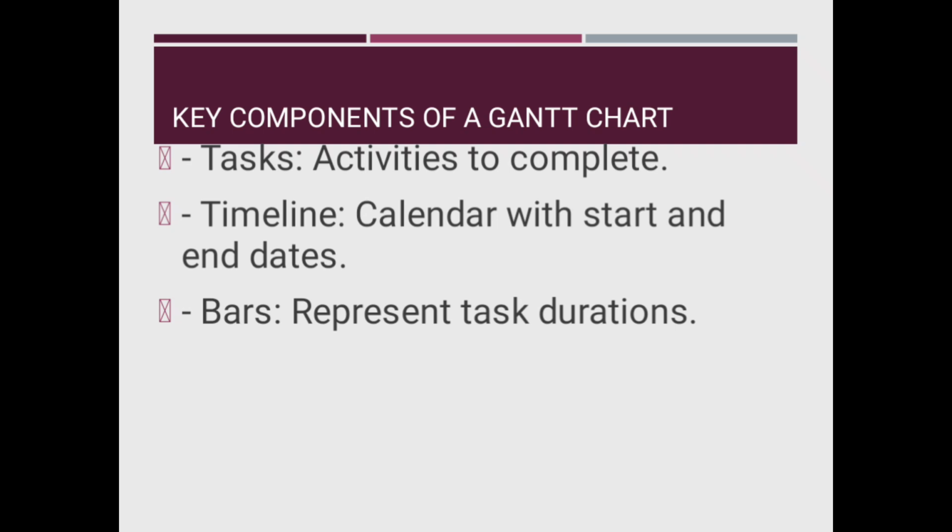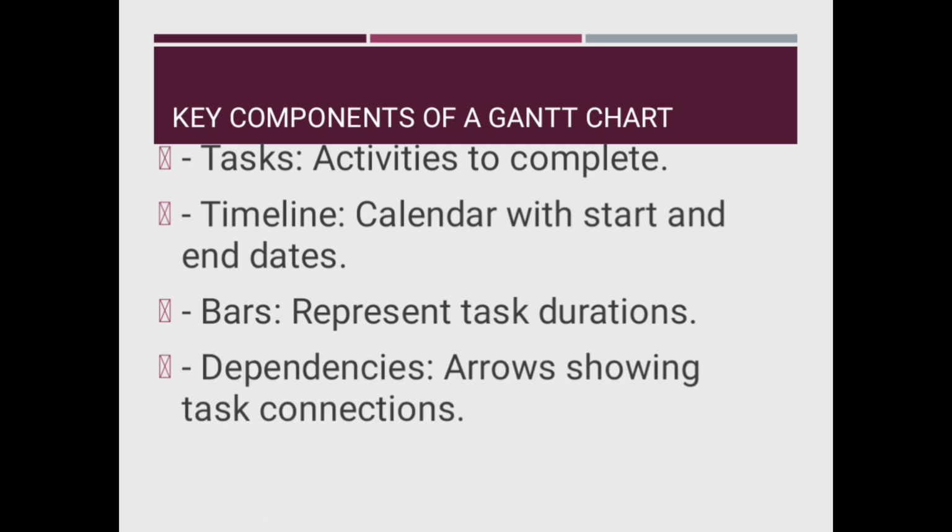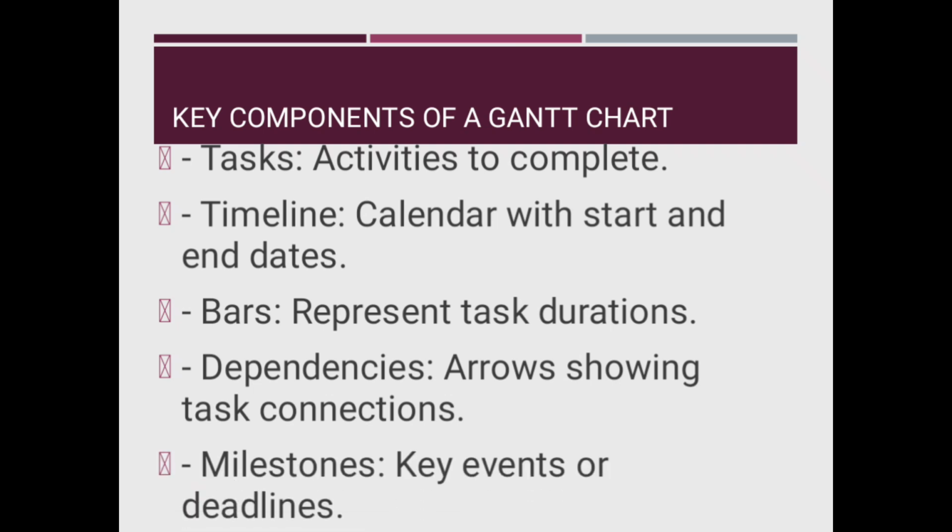Number three, you have got bars. I think I explained earlier on that bars represent tasks. Then I've got dependencies. On that one, I've got some arrows showing connections. So you find that there are some connections in a Gantt chart. Then I've got some milestones. Milestones are key deadlines, saying that by this particular point we are supposed to achieve this one. So that one is a milestone. In your Gantt chart, those milestones are supposed to appear.